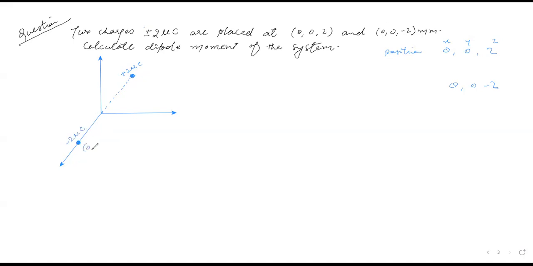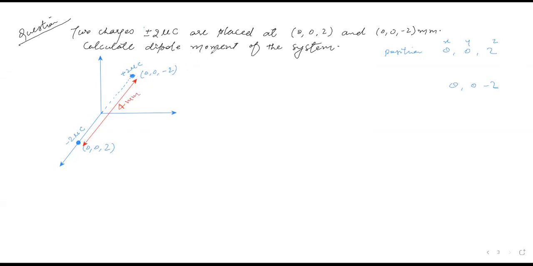The position of this one is 0, 0, 2 and this is your 0, 0, minus 2. Okay. What is the separation between them? The separation between them is 4 mm, which is given in your question.